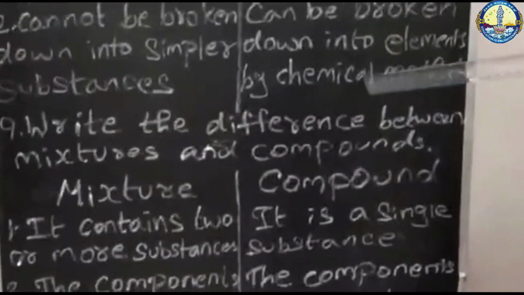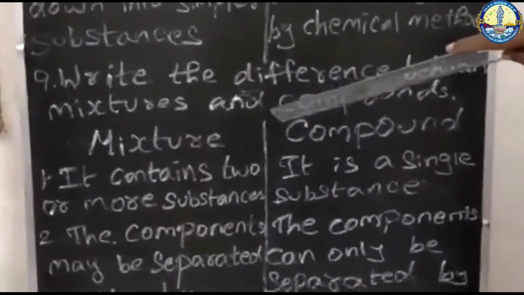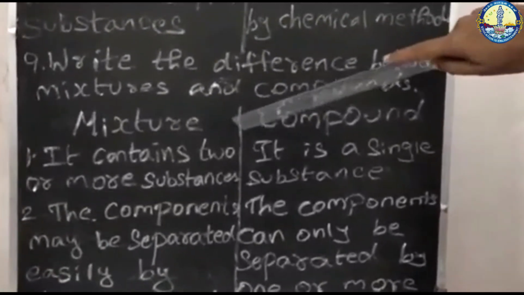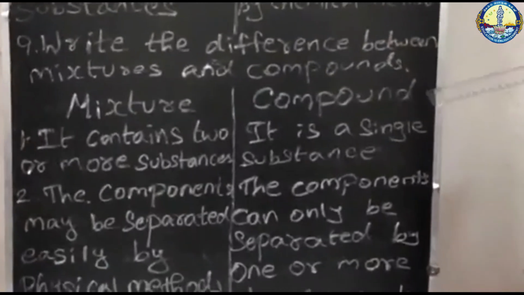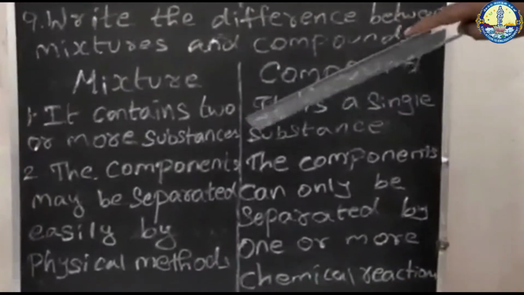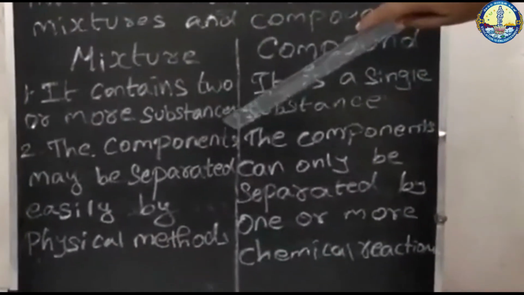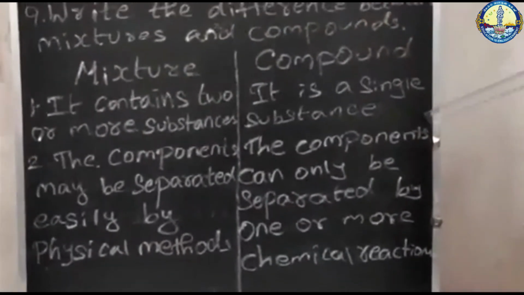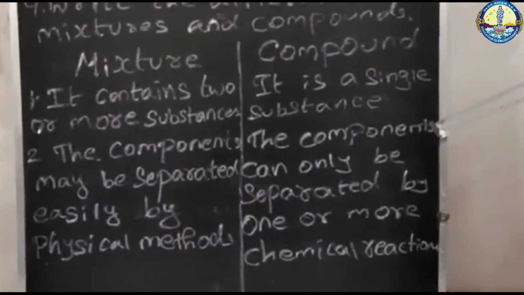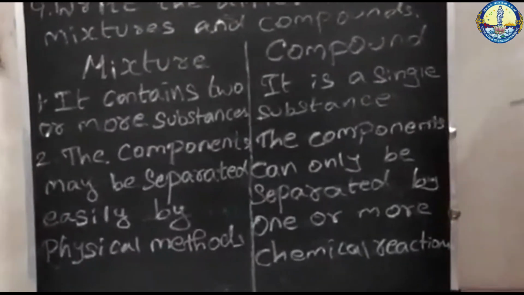Write the difference between mixtures and compounds. Mixture. It contains two or more substances. Compound. It is a single substance. The components of a mixture may be separated easily by physical methods. The components of a compound can only be separated by one or more chemical reactions.